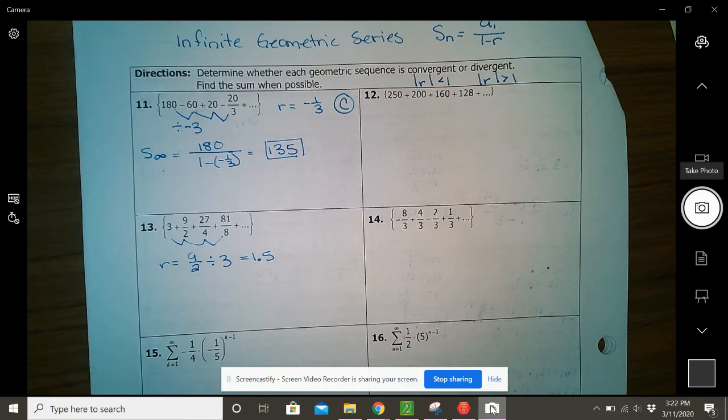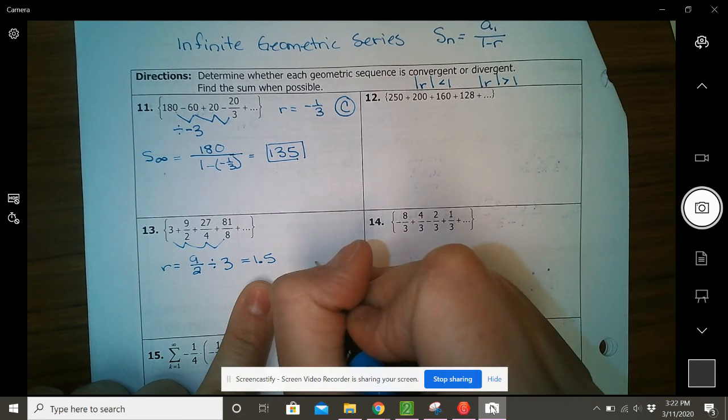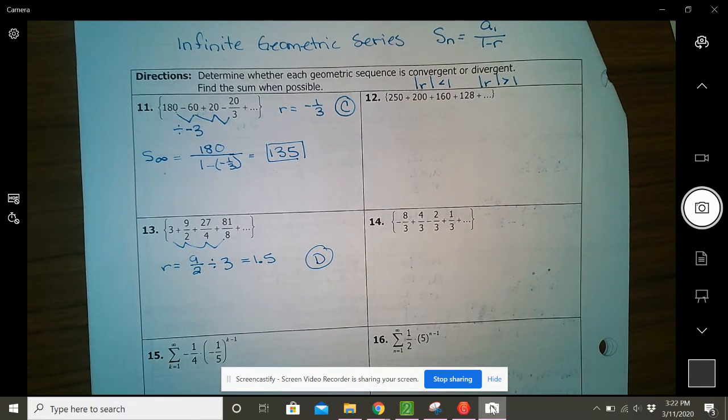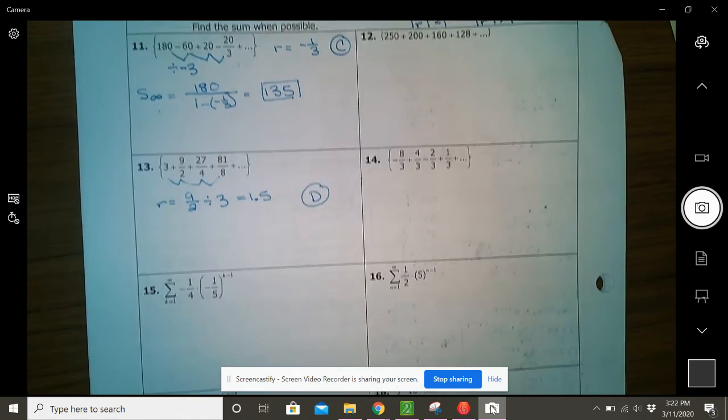Okay, so this is really important. This r value is 1.5, which is bigger than 1. So this is a divergent series, and we are done. We cannot find the sum of a divergent series. There is no sum of a divergent series. It's not a specific number. So we're finished with this problem because of the r value, that common ratio.